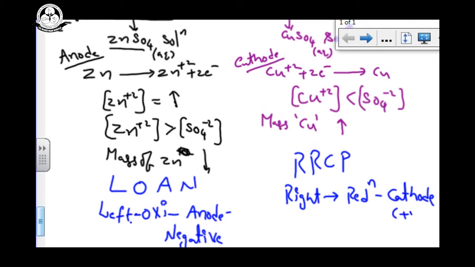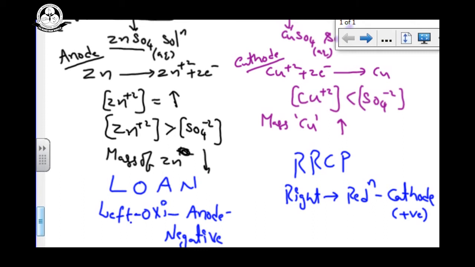Already I told you students, don't memorize like anode is always negative or positive, cathode is always positive or negative. See the differences between galvanic cells and electrolytic cells. In galvanic cells anode is negative, cathode is positive. But in electrolytic cells anode is positive and cathode is negative. See the observations carefully, what differentiation we are observing here in the construction of galvanic cells.